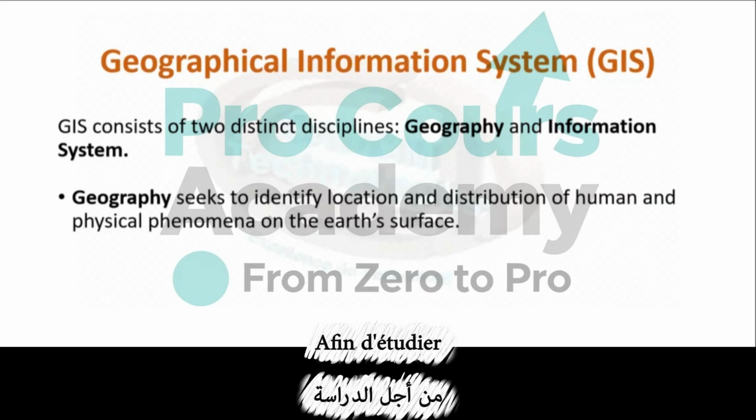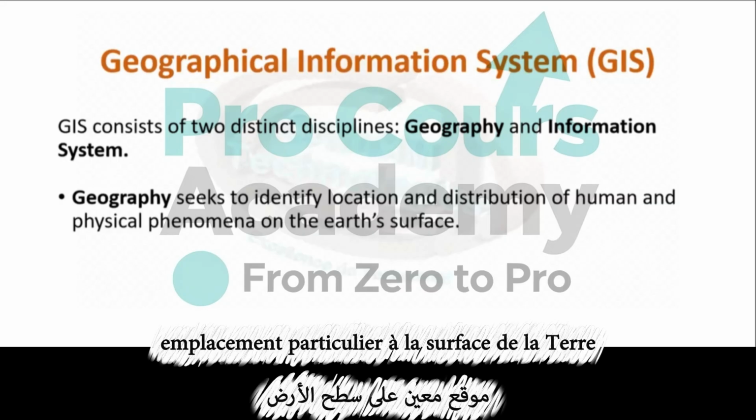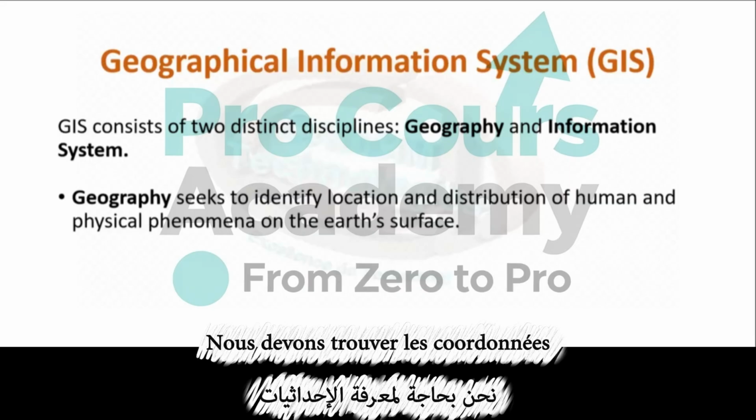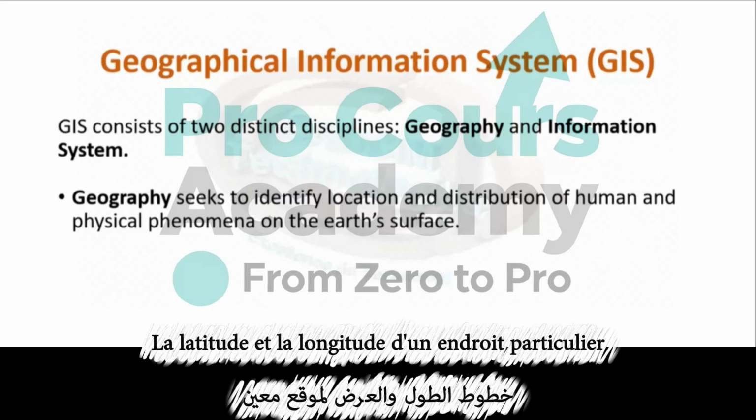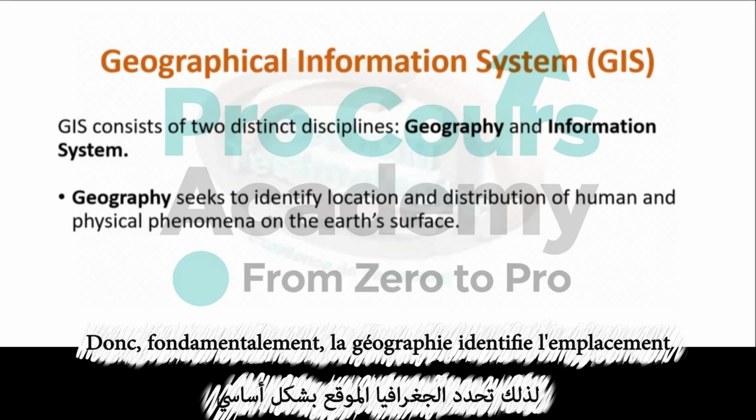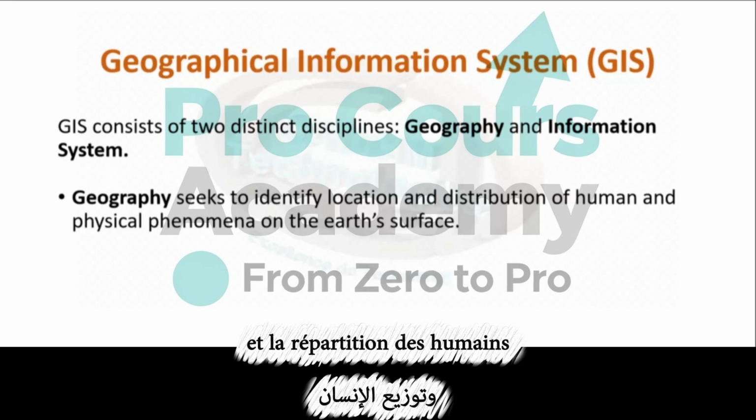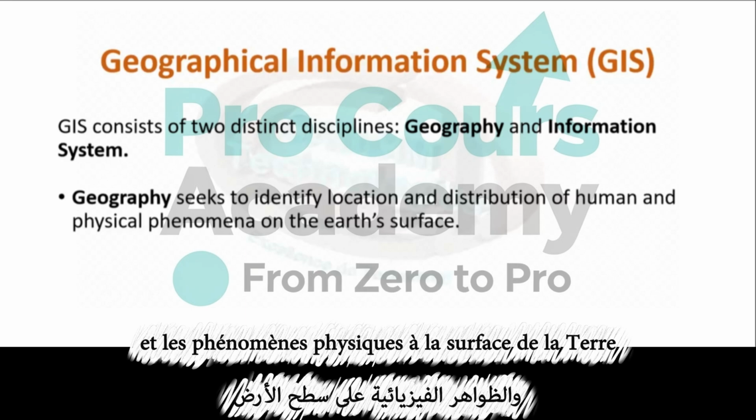Now, let's say in order to study a particular location on the Earth's surface, we need to find out the coordinates, that is the latitude and longitude of a particular location. So basically, geography identifies the location and the distribution of human and physical phenomena on the Earth's surface.